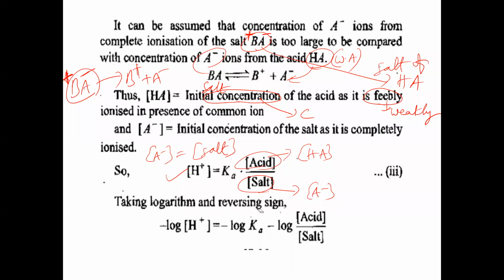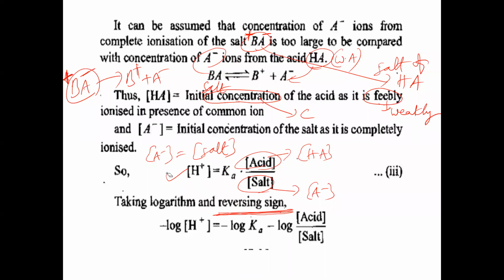Taking logarithm on both the sides and reversing the sign. Now here, take logarithm on this left side. H plus concentration means log H plus concentration. And what they said, reversing the sign. Reversing the sign means what? Positive we make into negative, and negative we make into positive.